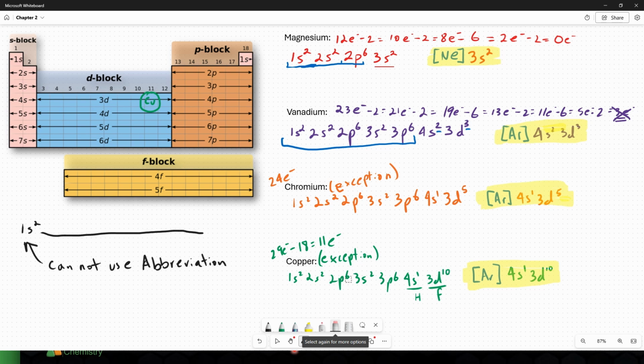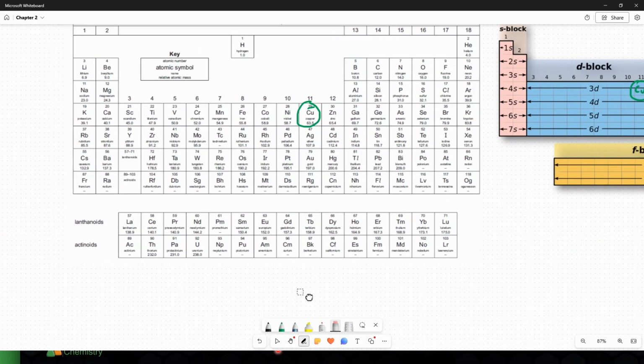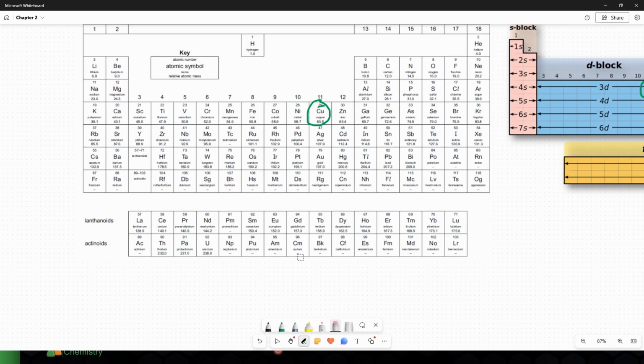I'm going to erase the... No, let's just do that for now. So this is actually true not just of copper or chromium, but of all of the elements in their columns. I'm going to do one more example here that I didn't have listed just to show you that. We're going to use the noble gas abbreviation of the electron configuration to make it shorter.